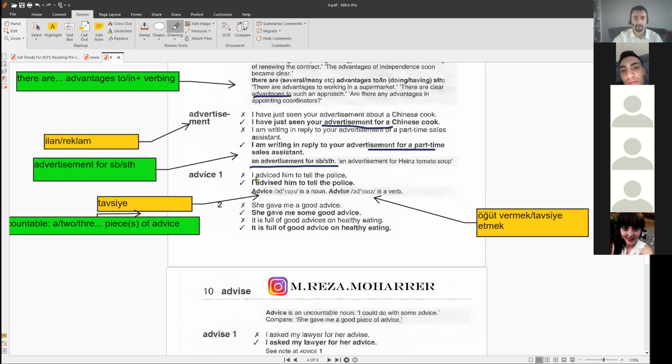Okay, so what is the difference? This advice is with C, this advise with S. What are the differences? First one is advice. Advice is a noun. The second one is advise. Advise with S is a verb. As you see here in Turkish, advice is tavsiye, but advise is öğüt vermek or tavsiye etmek. So the differences are here.